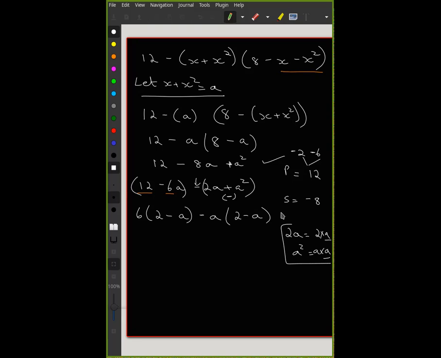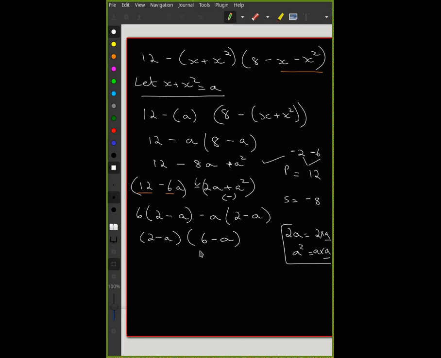It is clear, sir. Okay, then what do I do? Now again, we have a binomial. What is common in both of them? 2 minus a. Okay, and what do I do then? It will be 6 minus a.